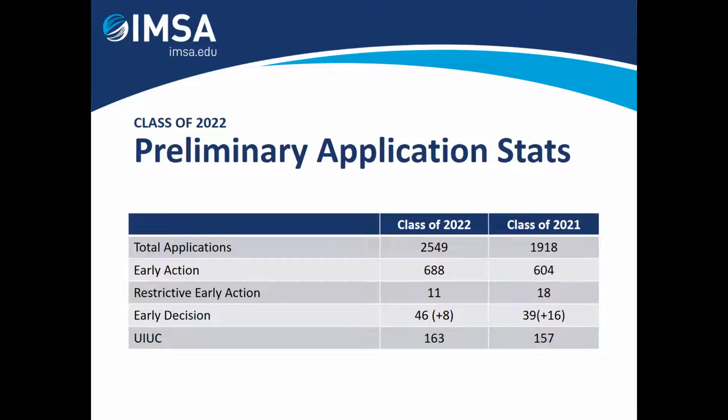The early decision numbers look very similar. The number in parentheses with a plus sign means those are the students who told us that they will be applying to college under the early decision 2 plan, which is usually due in December. And clearly more students in this class applied to UI/UC than last year. So that's just a cute slide for us to start with.